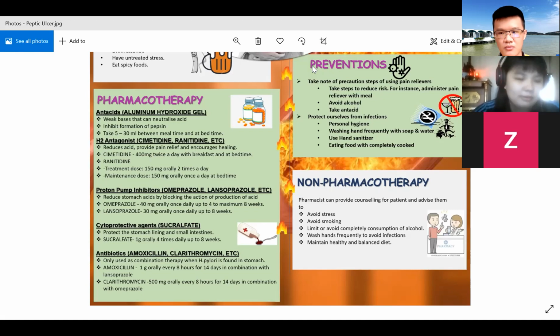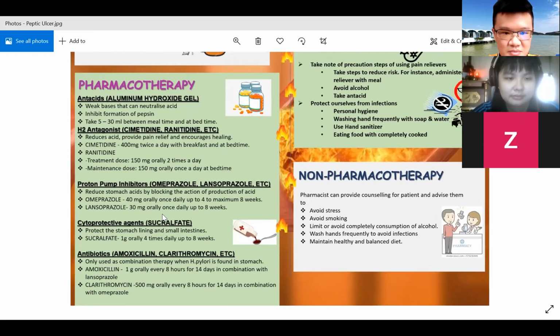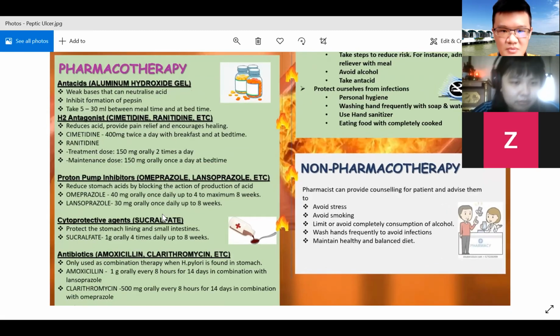Then zoom in a bit. Zoom a bit. Yeah. Okay, enough. Thank you.